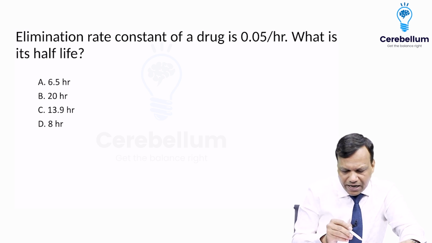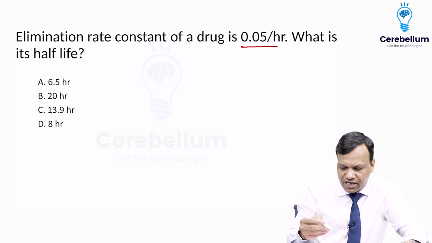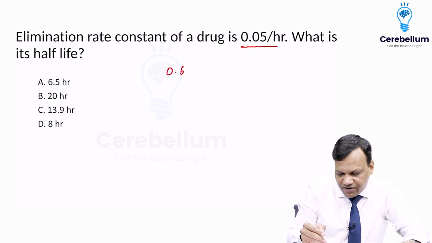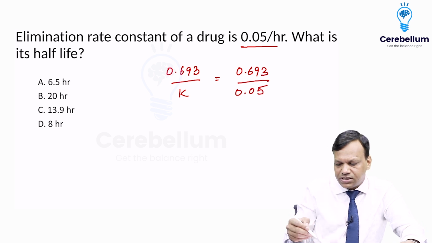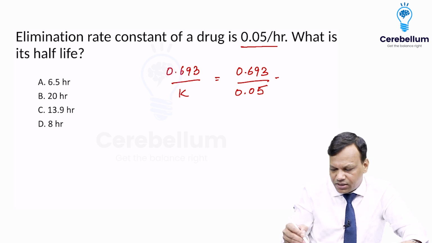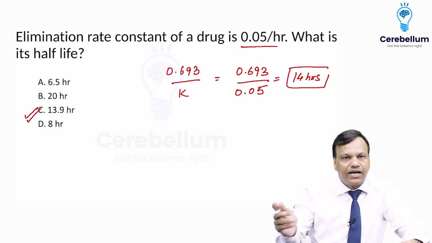Easy questions. The elimination rate constant of a drug is 0.05 per hour. What is its half life? So we discussed half life is 0.693 by k, so that will be 0.693 by 0.05. So you can see that 70 by 5, nearly 14 hours, near about 14 hours, not exact, slightly lesser. So the answer will be 13.9 hours.